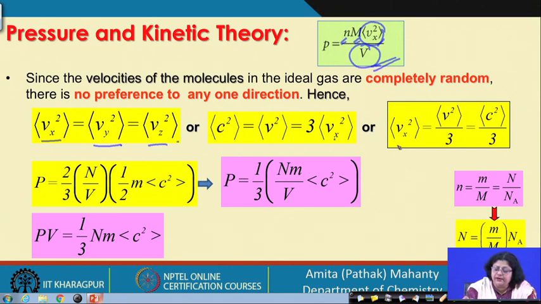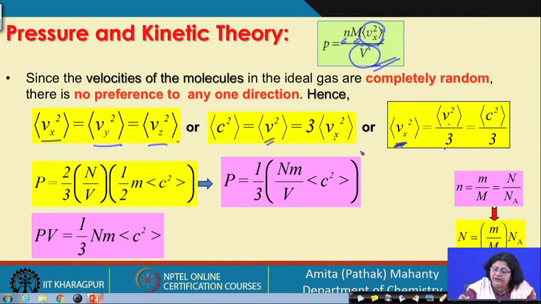So, if we want to find out what is the velocity in the x direction, this is what we call the standard absolute velocity or the root mean square velocity, which should be equal to 1 by 3 of the root mean square velocity. So, the velocity component along the x component will be nothing but the root mean square velocity divided by 3, because they are all equally probable.